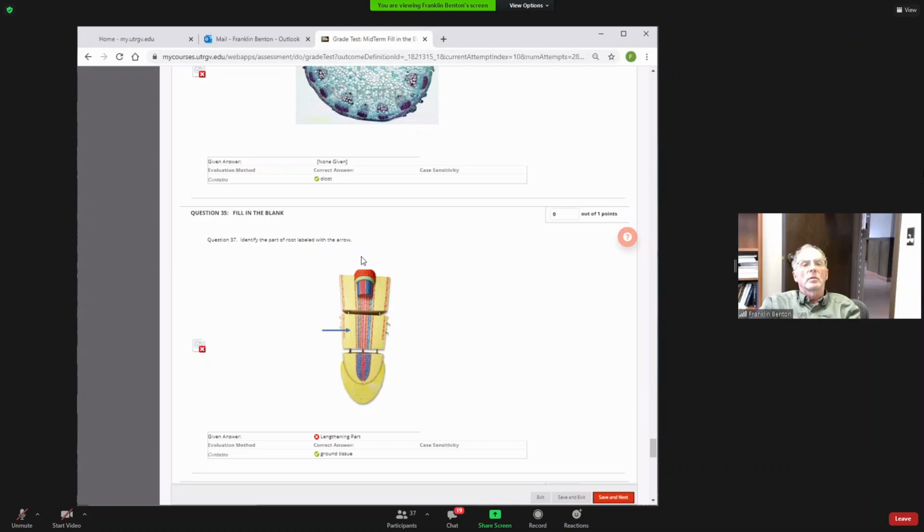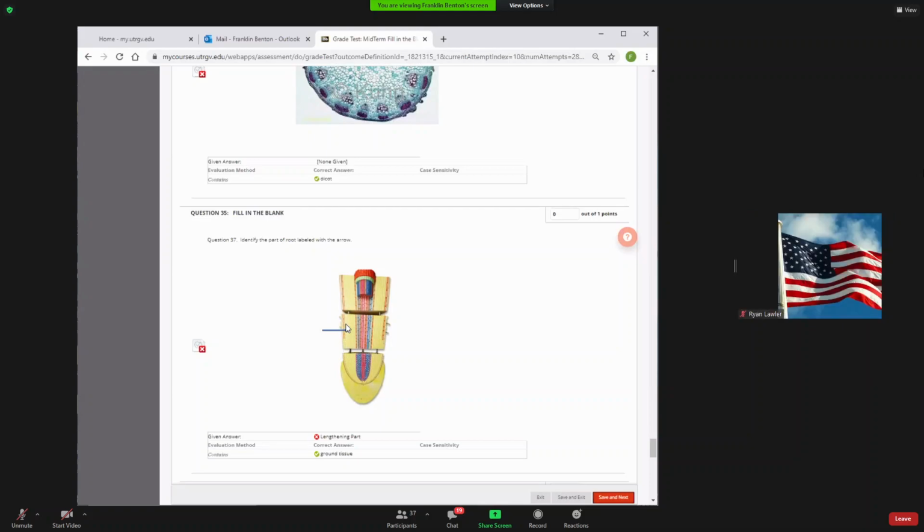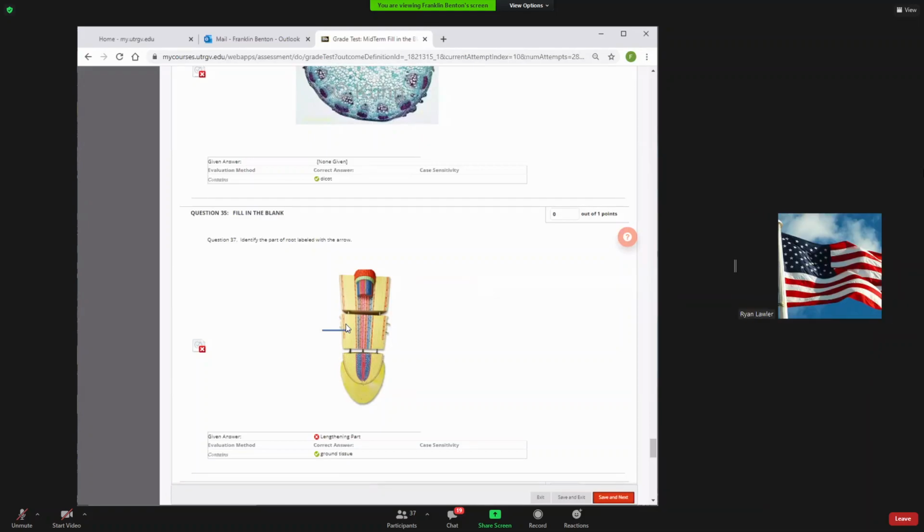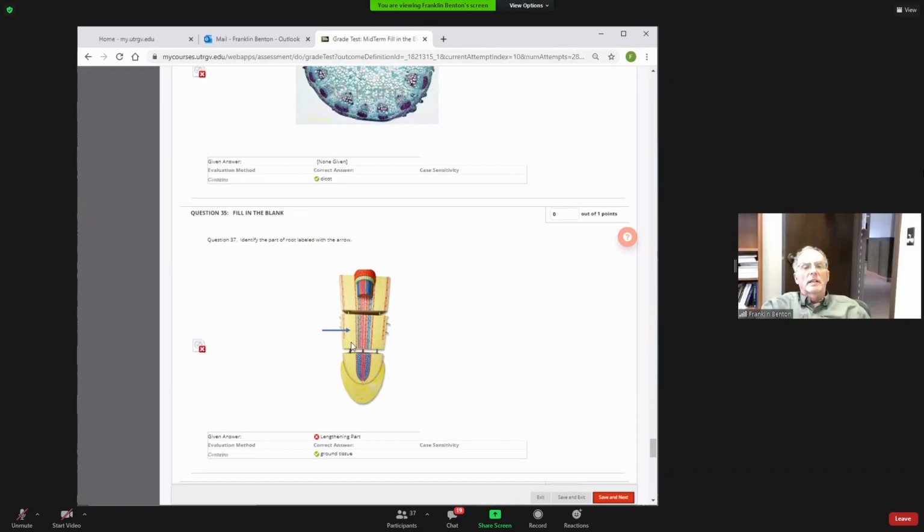Identify the part of the root with the arrow. Okay. Anyone want to articulate an answer? Ground tissue. I said meristem. Okay. It's very difficult to see where the arrow is actually pointing to. Yeah, I know. It's going to this tissue right here, which would be ground tissue. But you don't know exactly, is it going towards the vascular or, and see here, lengthening.